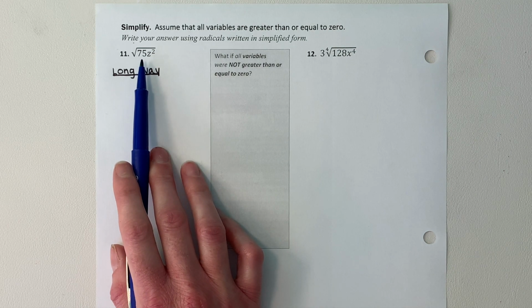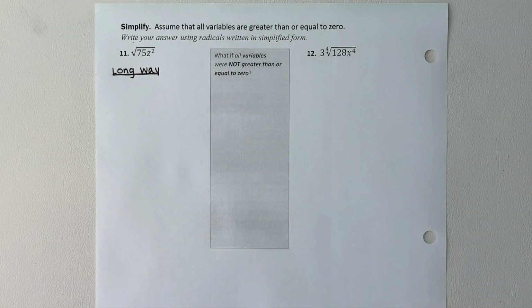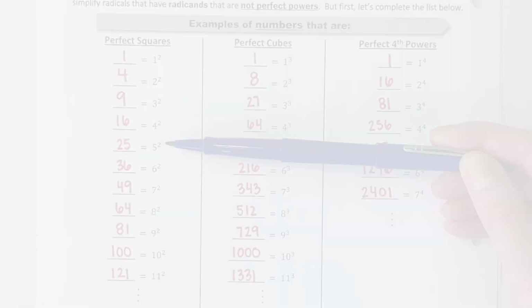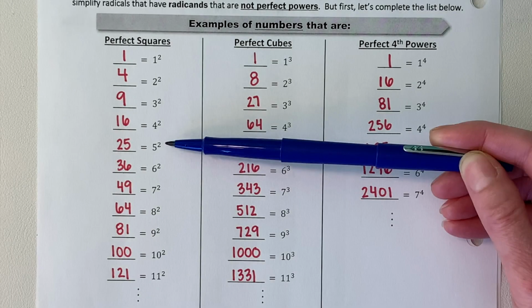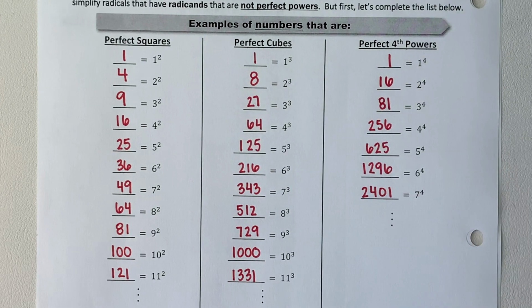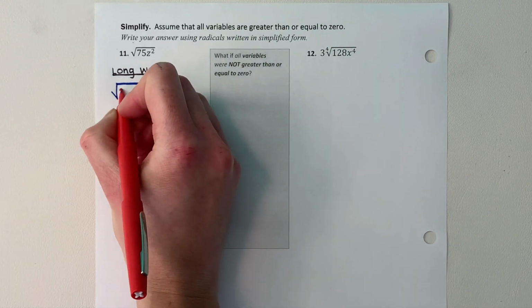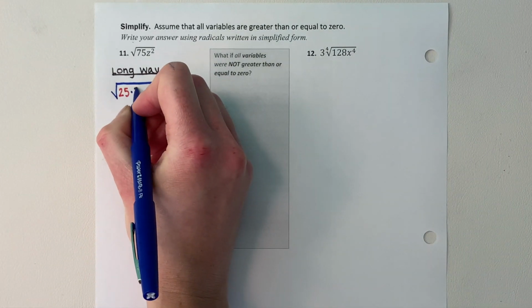Let's start with 75. The first question we need to ask ourselves is, is 75 a perfect square? It is not, because no whole number squared gives us 75. So next we need to ask ourselves, what is the largest perfect square that multiplies evenly into 75? 25 is the largest perfect square that multiplies evenly into 75. So we're going to rewrite 75 as 25 times 3.